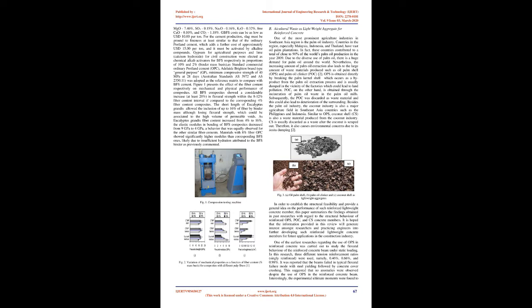As Eucalyptus grandis fiber content increased from 4% to 16%, the elastic modulus in bending of BFS composites decreased from 9 GPa to 4 GPa, a behavior that was equally observed for the other similar fiber cements. Materials with 8% fiber OPC showed significantly higher modulus than corresponding BFS ones, likely due to insufficient hydration attributed to the BFS binder, as previously commented.